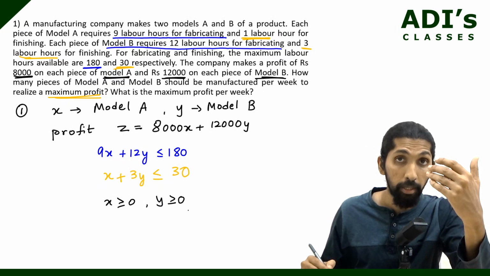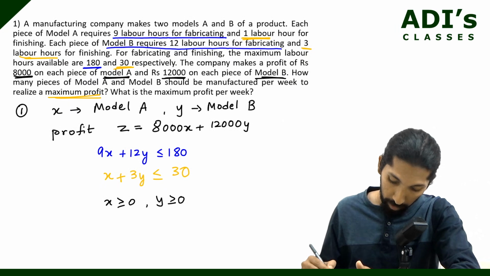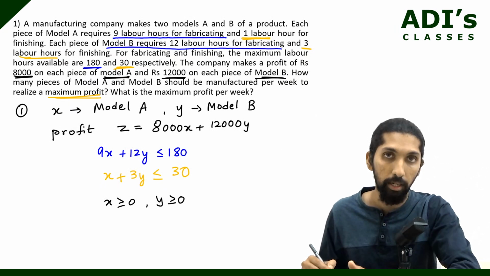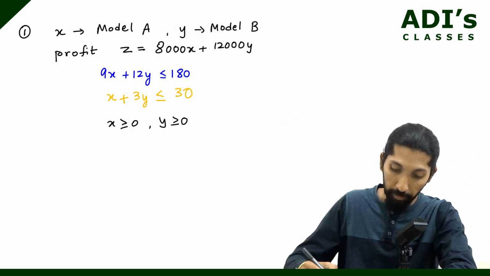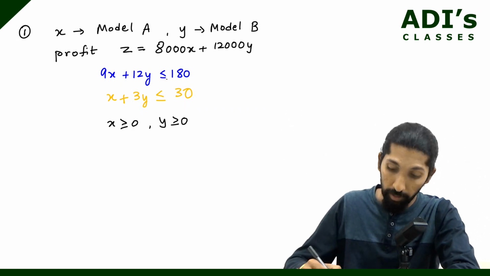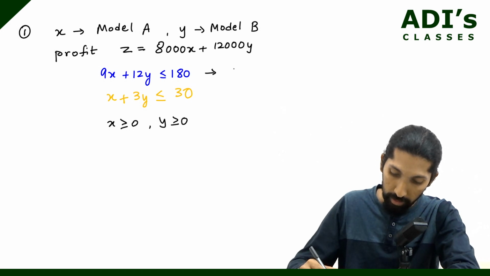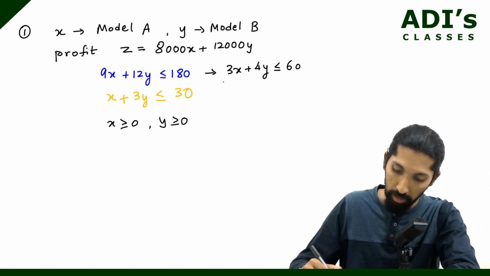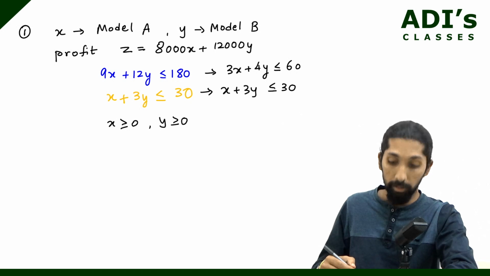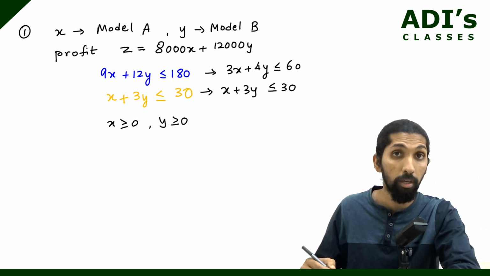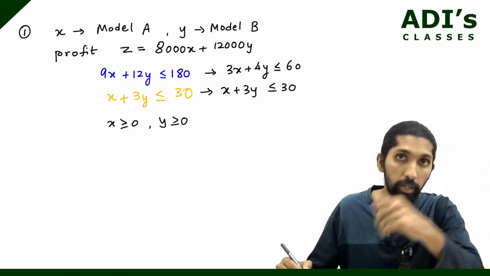Now that you have framed the equations, the next thing we need to do is draw the graph. All right. Before the graph, let's simplify. See this 9x plus 12y less than or equal to 180? We can also write this as 3x plus 4y less than or equal to 60. And the other is x plus 3y less than or equal to 30, right?